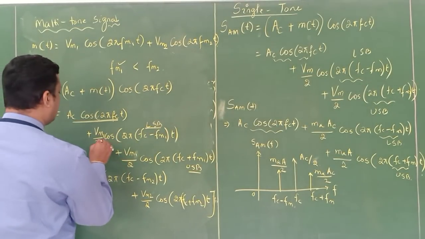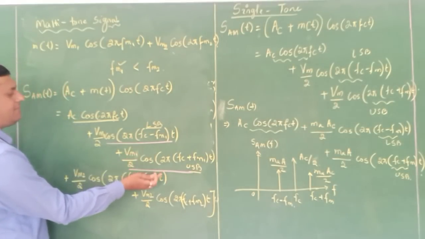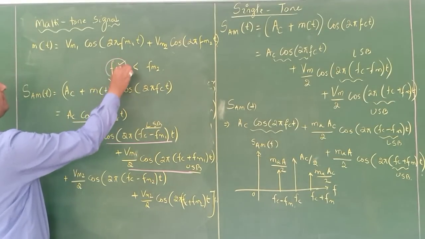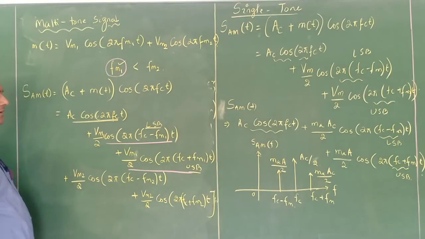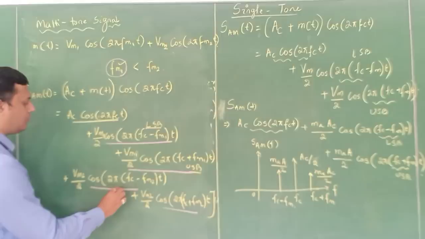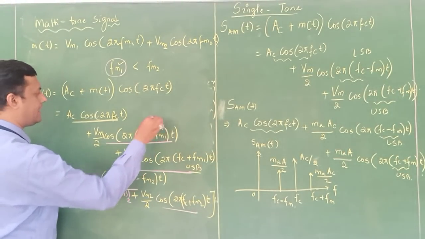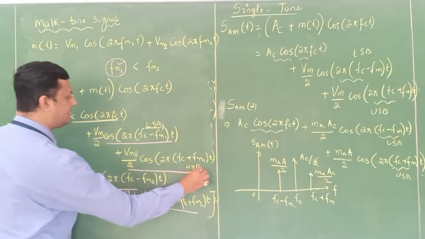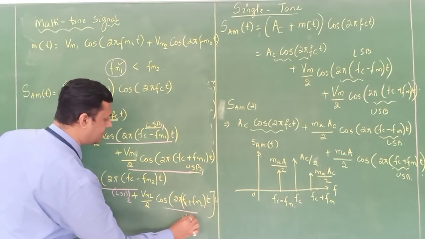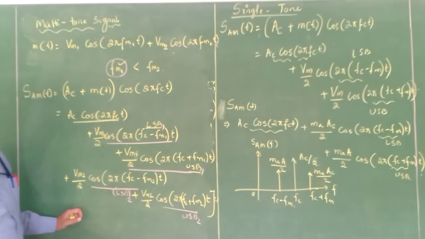Second, these two factors are the lower sideband and upper sideband corresponding to the frequency F1. Then these two factors are the lower sidebands. Here I will write LSB2, here I will write LSB1. This is your USB1 and this is your USB2. Okay, so these are the sidebands.